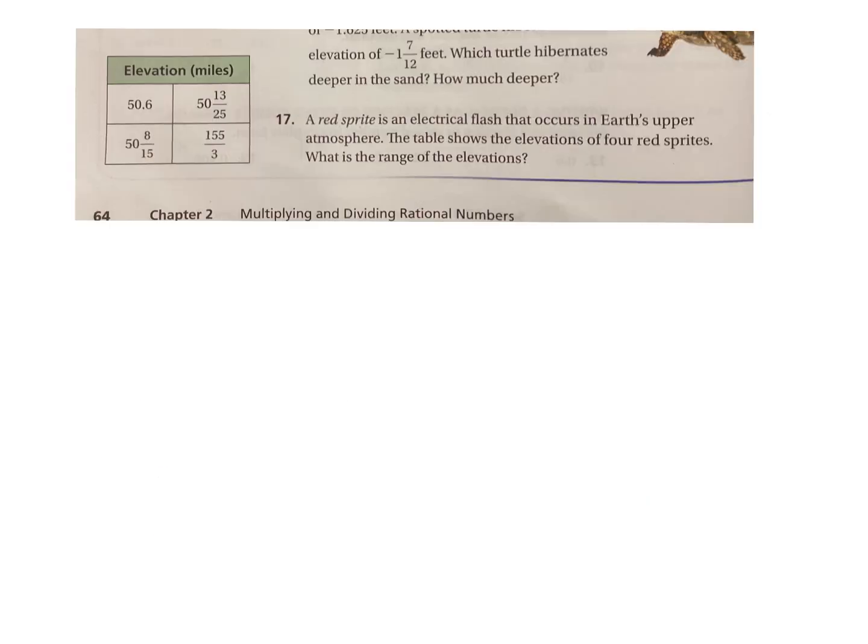All right, for number 17, I gave myself a little bit more space here. It says a red sprite is an electrical flash that occurs in Earth's upper atmosphere. And this shows the elevations of 4. What is the range of the elevation? So we've got to find which is the highest, which is the lowest, and then find the difference between the highest and the lowest. So I'm going to make them all into decimals. Hopefully we don't have any repeating decimals.